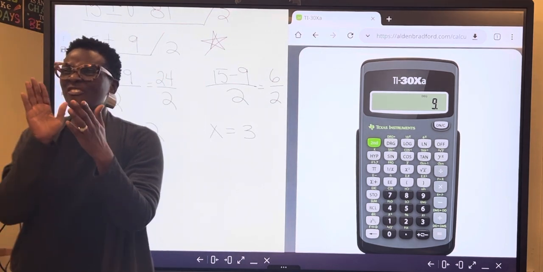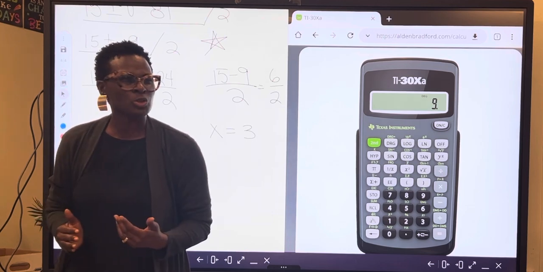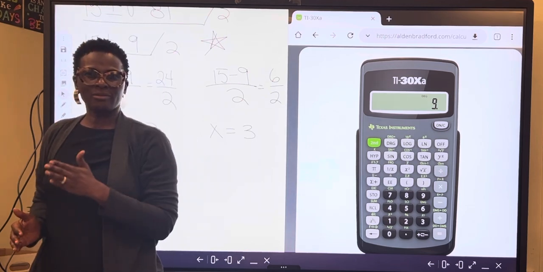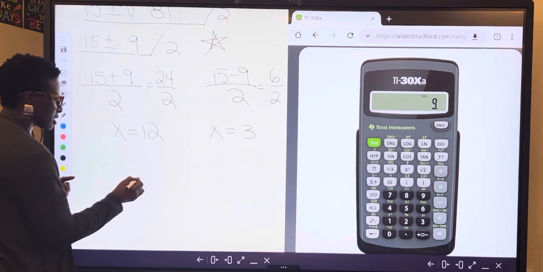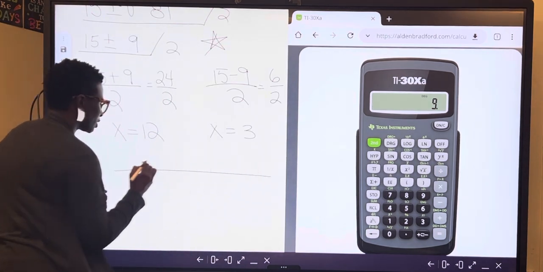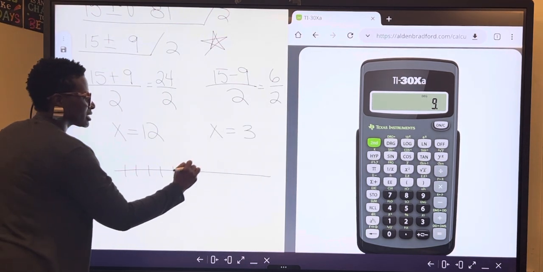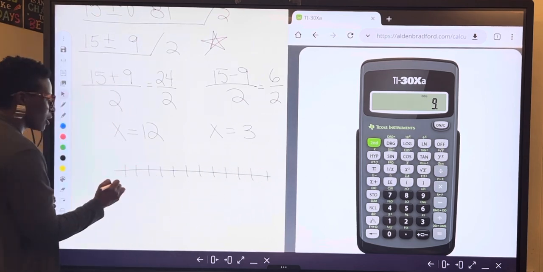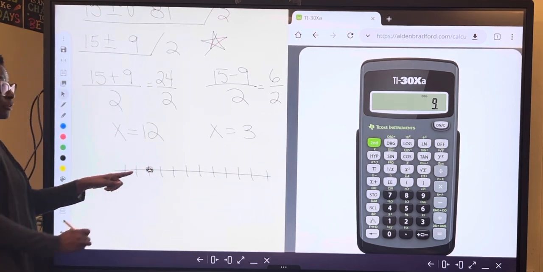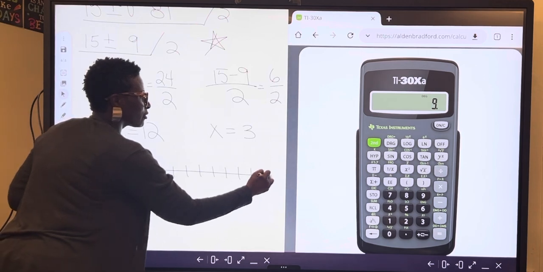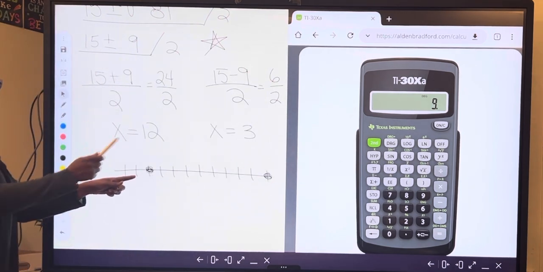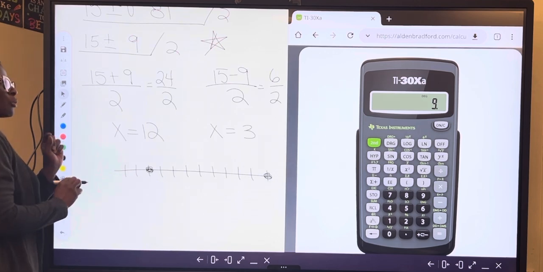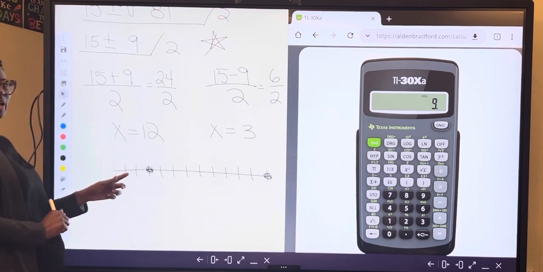So watch this. If it's your axis of symmetry, what does your axis of symmetry do? Doesn't it divide your parabola in half? Yes? How far? Matter of fact, let me just do it like this. Watch this. 1, 2, 3, 4, 5, 6, 7, 8, 9, 10, 11, 12. First zero at 3, other zero at 12. What number did you just give me when you add and divide by 2?